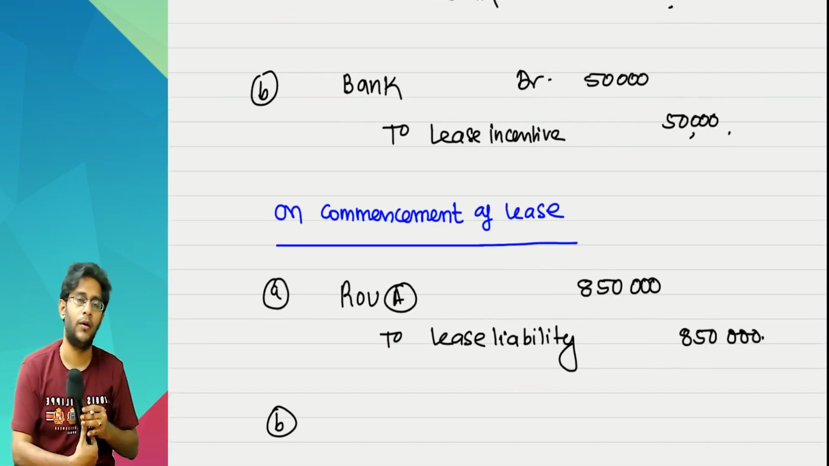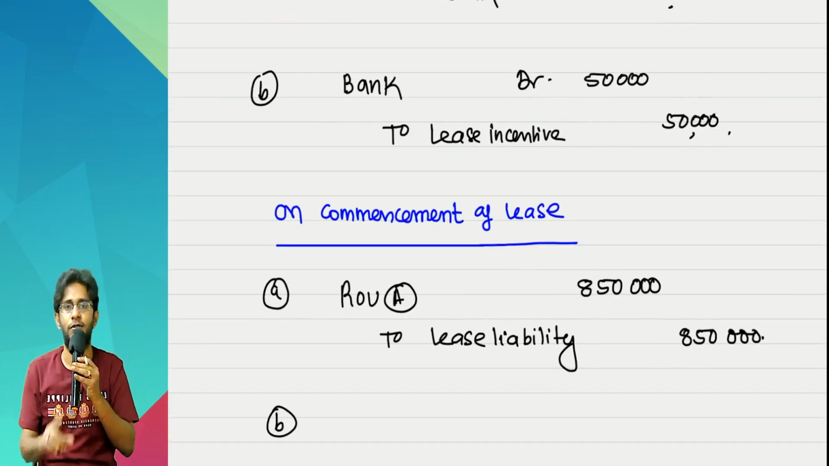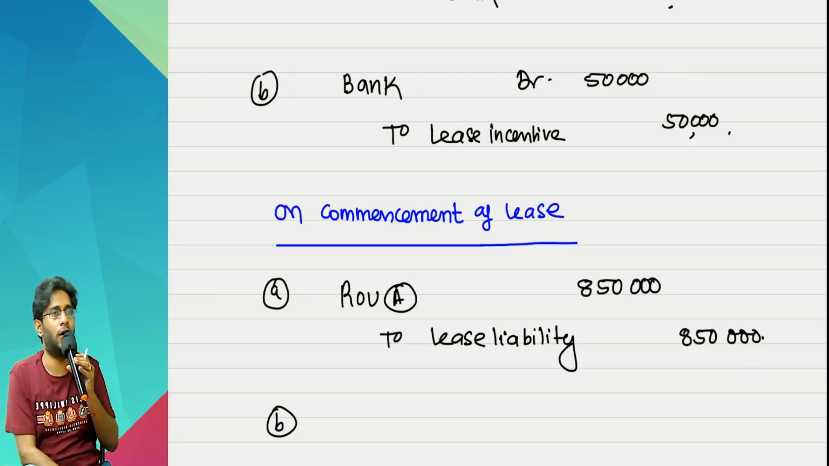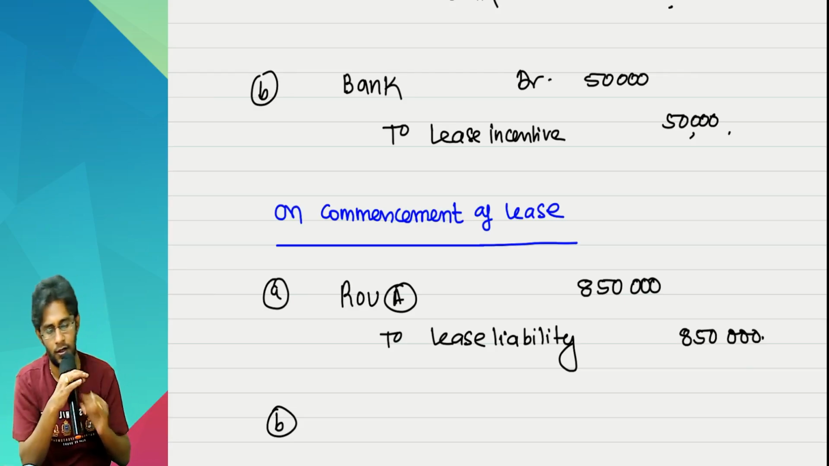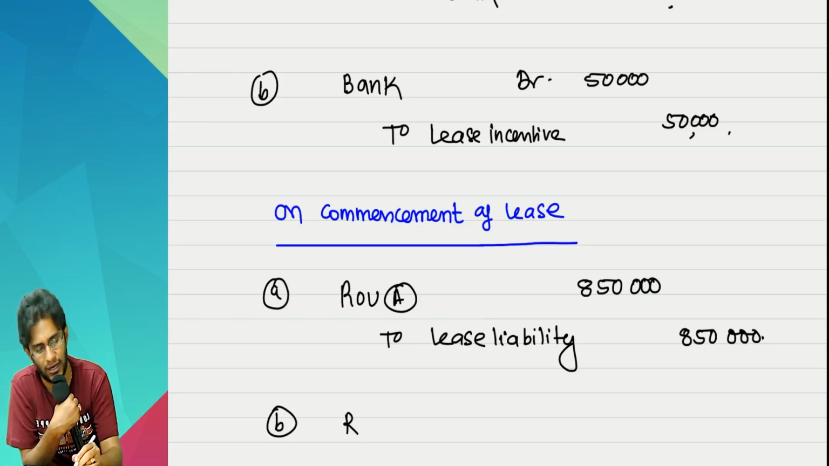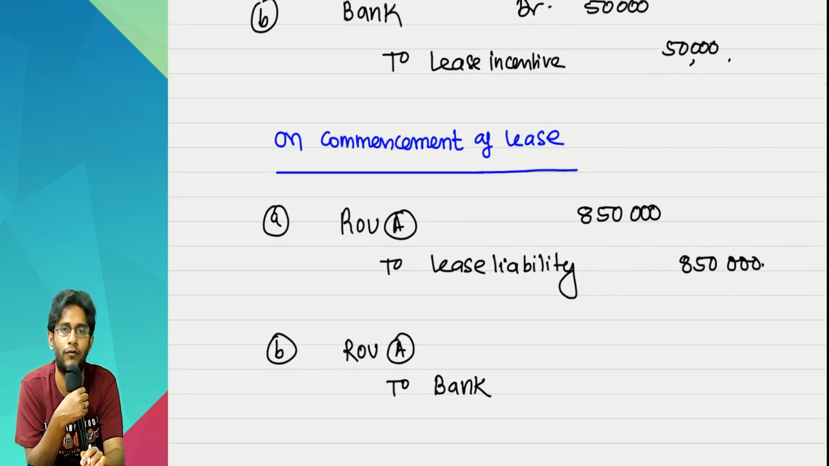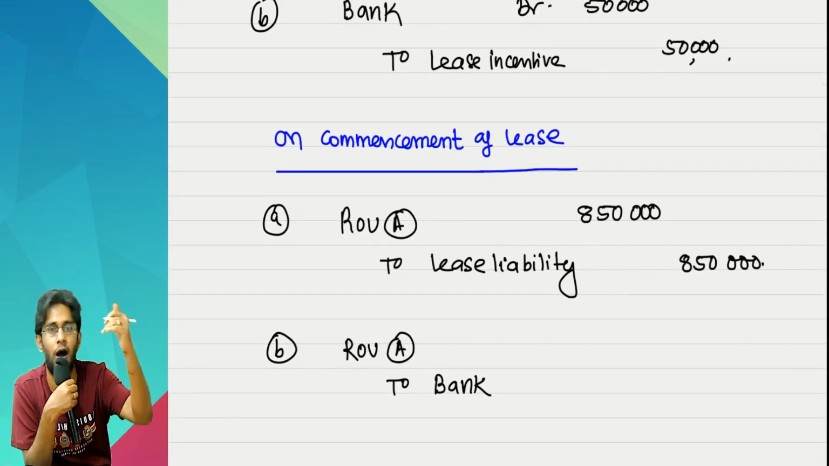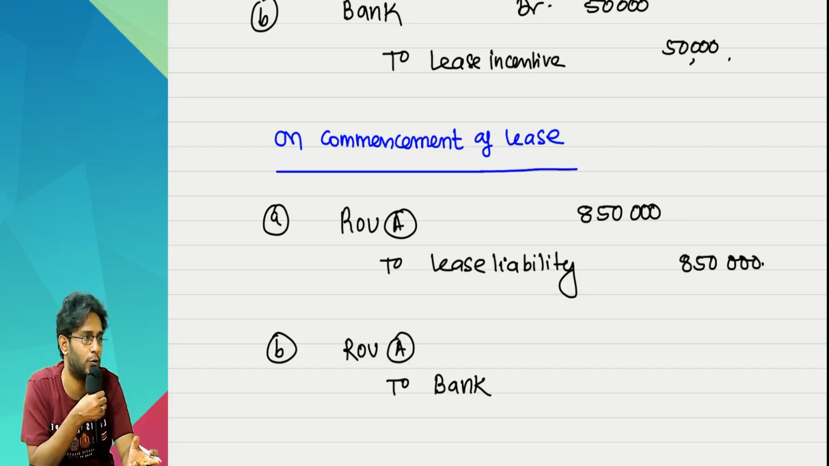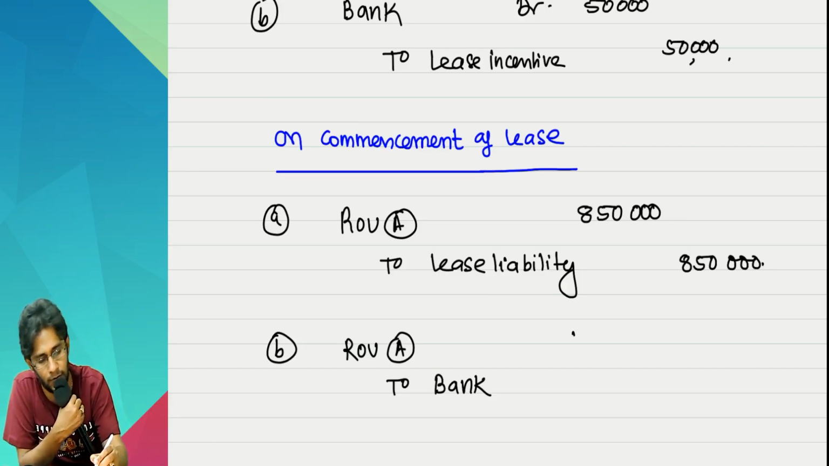Then you incurred initial direct expenses of 1,000 rupees for all this initial direct costs. Since you incurred it directly on 1st Feb itself, commencement date, I am directly writing ROU asset account debit to bank. You could have written expense to bank, ROU asset to expense, even that is also okay. Ultimately effective entry is this only. This is for 1,000 rupees.